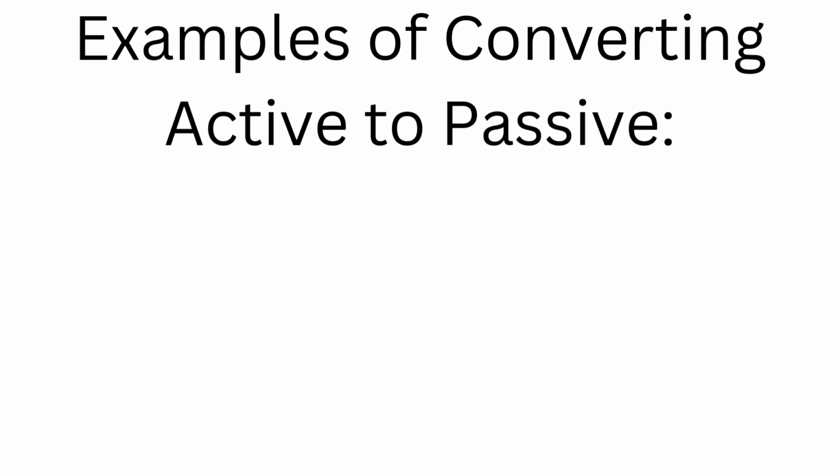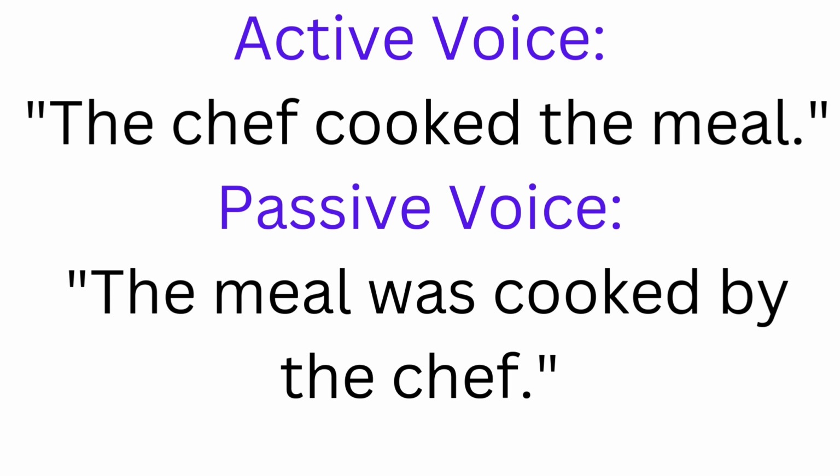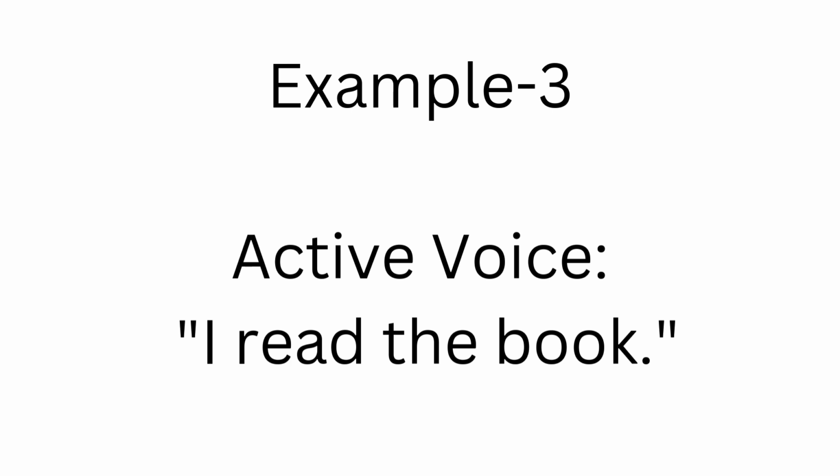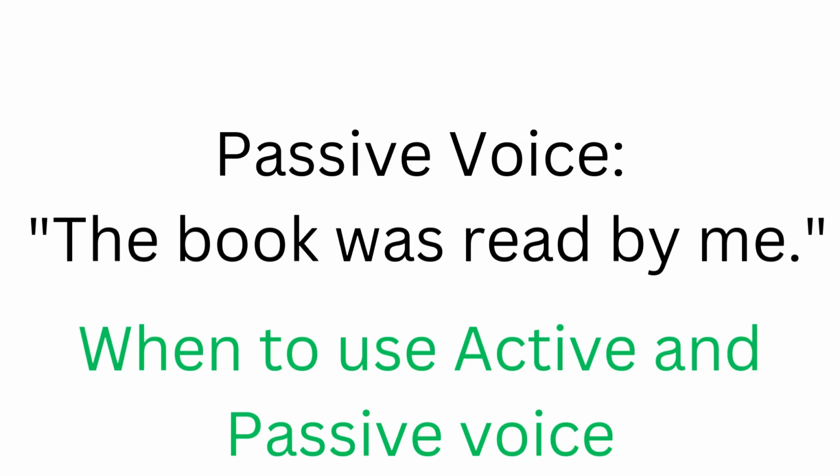Examples of converting active to passive. 1. Active voice: The chef cooked the meal. Passive voice: The meal was cooked by the chef. 2. Active voice: They will complete the project tomorrow. Passive voice: The project will be completed tomorrow by them. 3. Active voice: I read the book. Passive voice: The book was read by me.